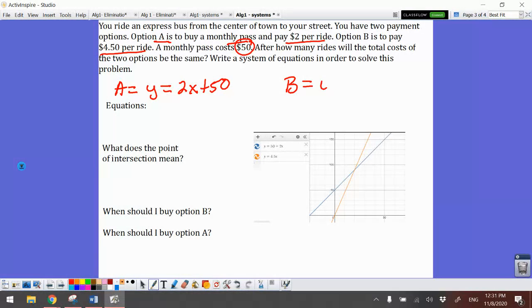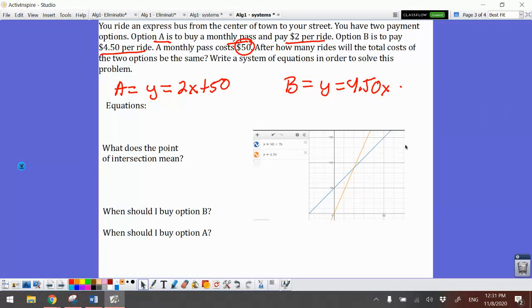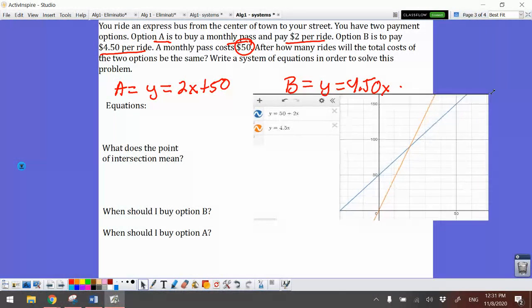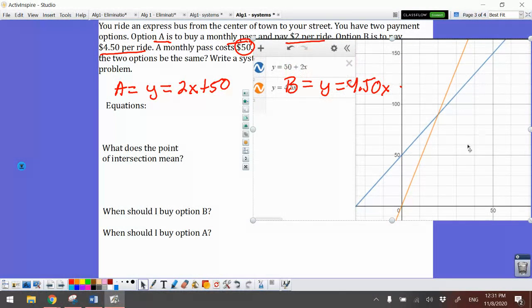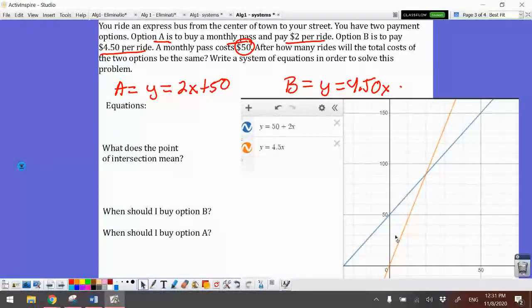Option B, it's going to be $4.50 a ride, but it doesn't have a monthly cost, so I don't have a b. So 4.50x would be that equation, okay? All right, so let's take a look at what we got here on our graph and make some decisions on when we should pick which deal. All right, so the orange is option B, and the blue is option A.